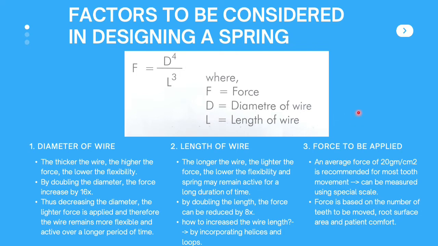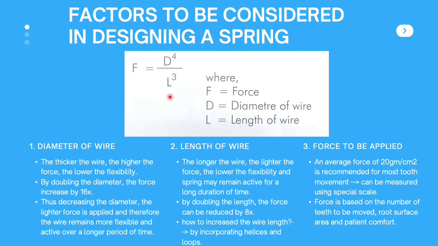And then usually the question about this topic will be asked in MCQs. There are 5 factors to be considered in designing a spring. The first one is the diameter of wire. The second one is the length of wire. The third one is force to be applied. The fourth one is patient comfort. And the final one is direction of tooth movement.